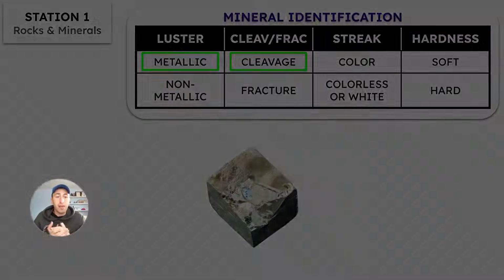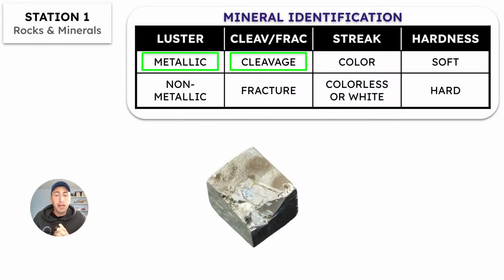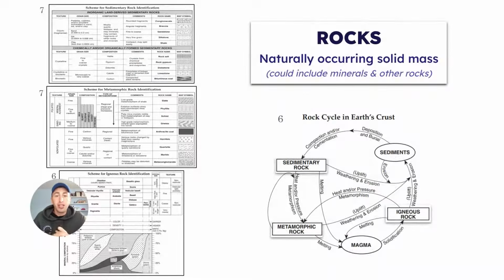Then it has, I'm pretty sure it has a streak, I'm not so sure. And then you have the hardness. If it scratches the plate, then it's considered hard. If it does not, then it's considered soft. So that's what you have to know for the minerals in station 1. You then have, as part of station 1, the rocks.